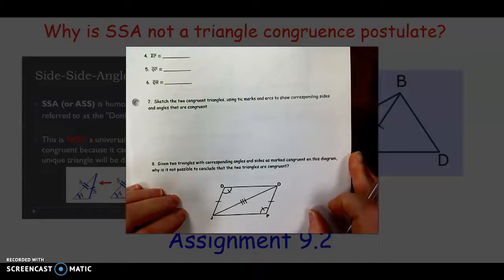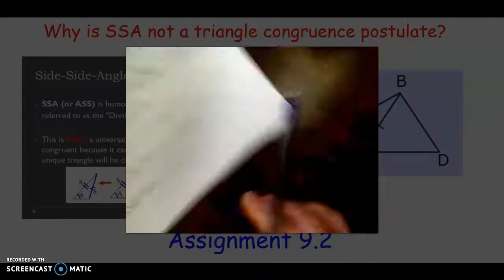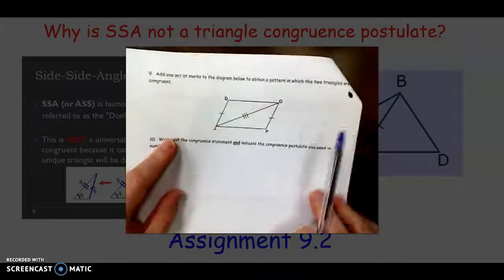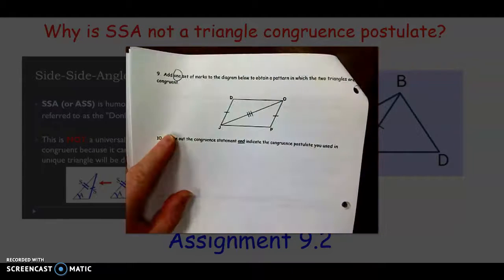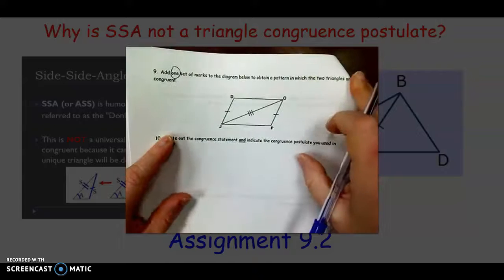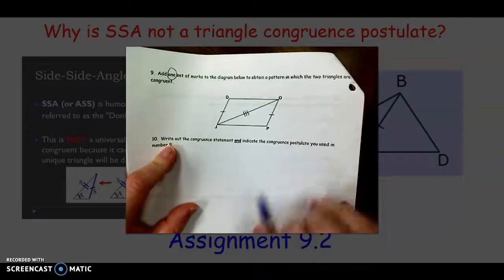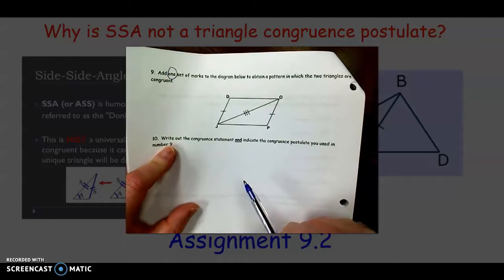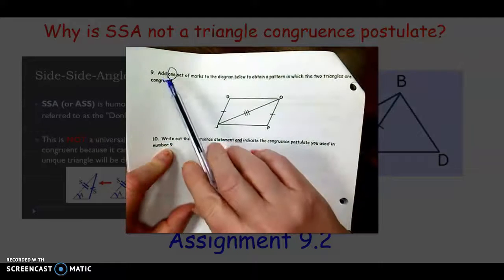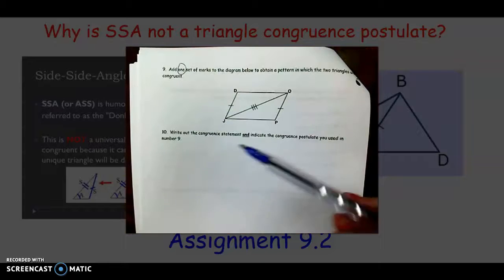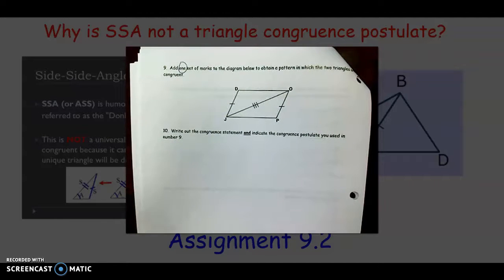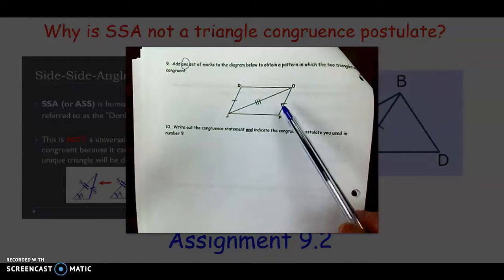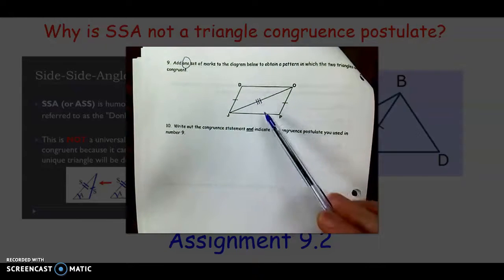I also want to talk to you about the last question on your homework, number 9. It says to add 1 set of marks to the diagram below to obtain a pattern in which the 2 triangles are congruent. There is more than one answer that is possible here, okay? But you're just going to add 1 set of marks. So either 1 pair of tick marks or 1 pair of arcs that would use one of those 4 shortcuts we used today and would prove these 2 triangles are congruent.